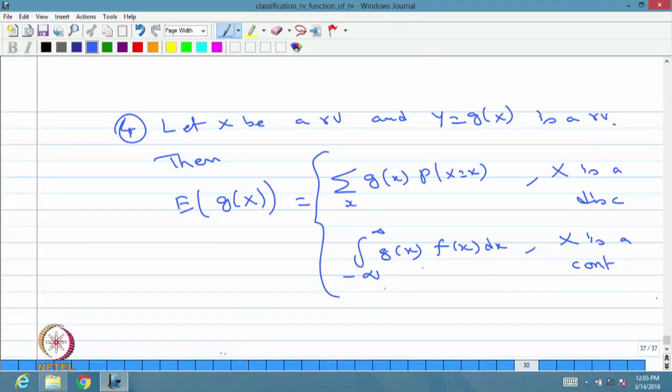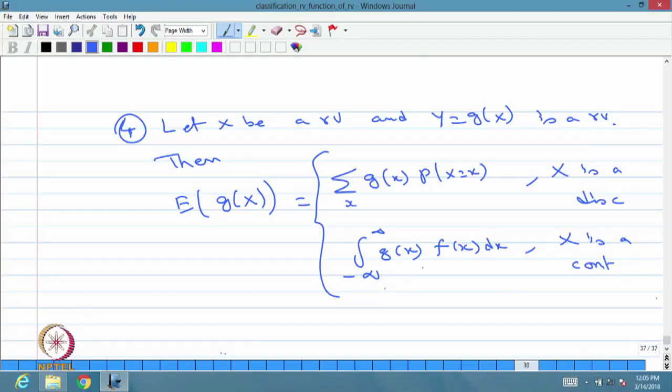Therefore, we will be using this property again and again whenever we want to find the expectation of a function of a random variable. Not only this, later we are going to introduce many random variables, or a random vector of size n with n random variables. There also you can go for the expectation of functions of random variables in a similar way. Therefore, this is a very important result.